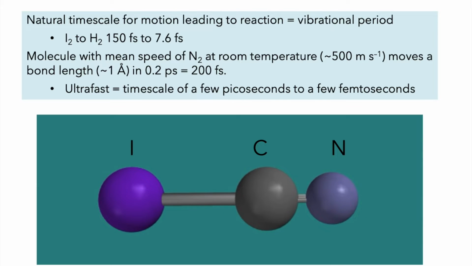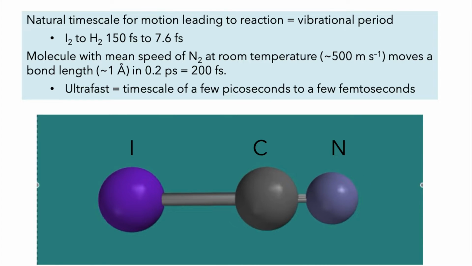Well, the natural timescale for motion that leads to a reaction is that of, for instance, a vibrational period. And that can vary depending on the masses of the atoms involved, from, say, 150 femtoseconds down to 7 femtoseconds or so. Or another way to look at the timescale we'll have to probe is, how fast is a molecule?